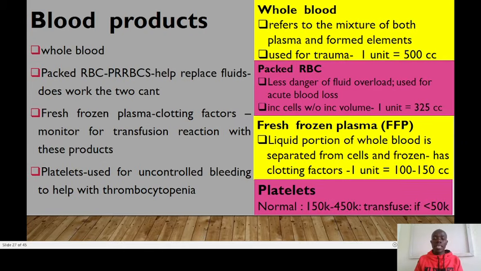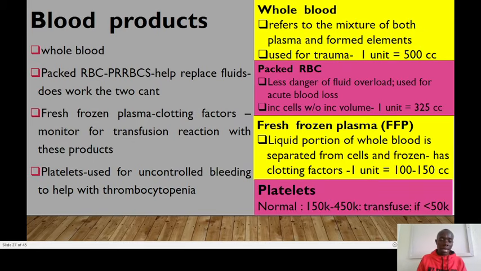While fresh frozen plasma is the liquid portion of the blood that is separated from the cells and then frozen, and it has clotting factors. 1 unit is equivalent to 100 to 150 cc.